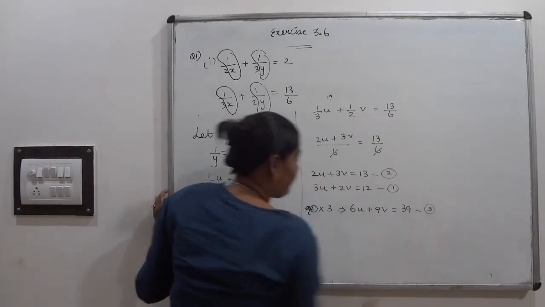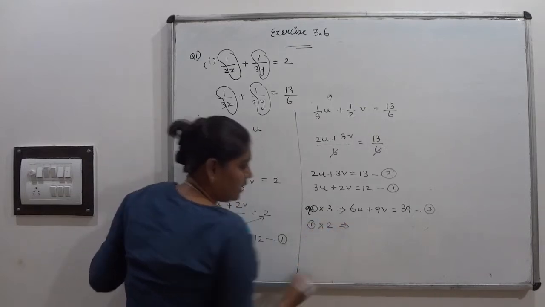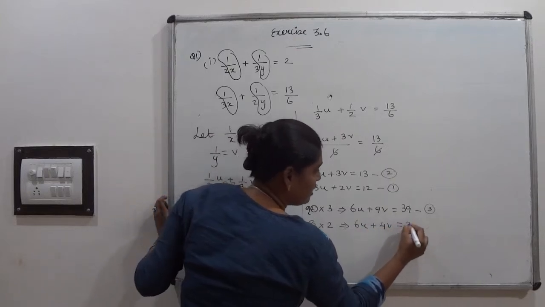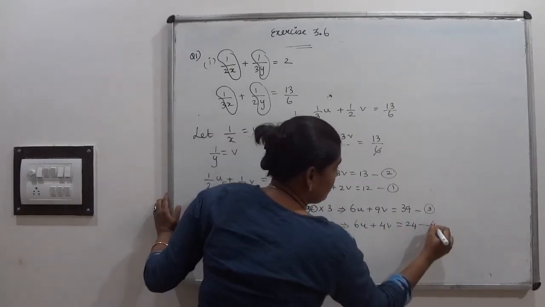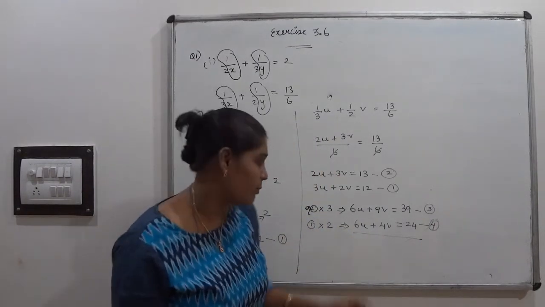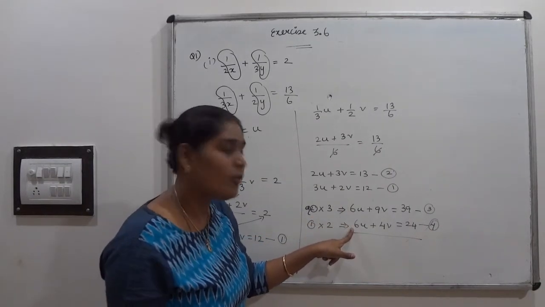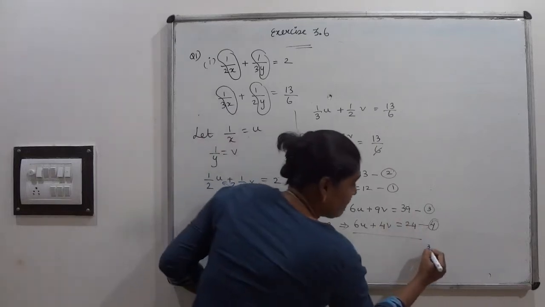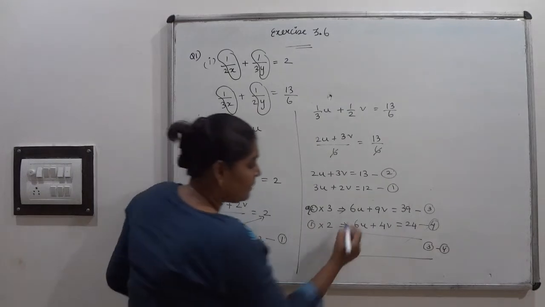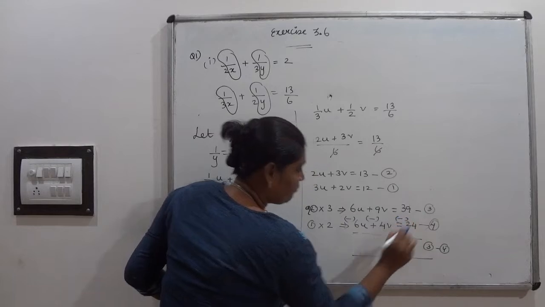Equation number 3. Then the first equation is multiplied by 2. Then 3 into 2 that is 6u, 2 into 2 is 4v, which is equal to 24. This is equation number 4, I mark. Now check equation number 3 and equation number 4. The coefficient of u will be the same in both equations. So we can cancel out by subtracting these two equations, that is third equation minus fourth equation. So I have to change the sign in equation number 4.